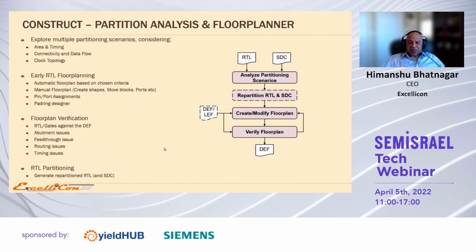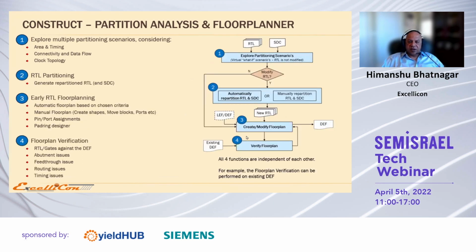So this is our product Conformal. Now, lastly, our last product is this one for partition analysis and for floor planning. When I say floor planning, it is talking about the verification of the floor plan and all that. So the tool is doing partition analysis. When the RTL first comes in, what constitutes a correct partition? How do I carve out the chip?